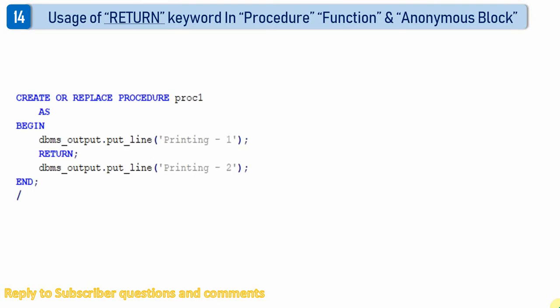So let us start with a simple example. Here's a simple procedure I'm trying to create. Inside that I've put one DBMS output statement followed by a return keyword and followed by another DBMS output statement. The return keyword in a procedure is basically used to return out of the execution, or to return to the calling API. The intention is not to return a value, but to return out of the execution. So let us understand better by executing this example.